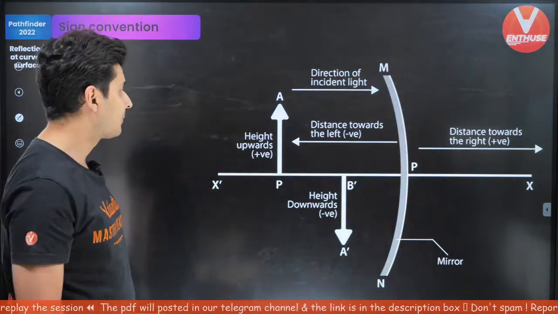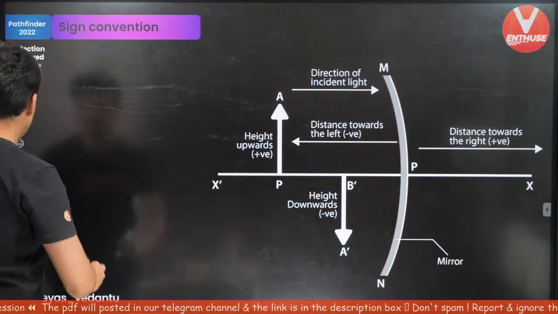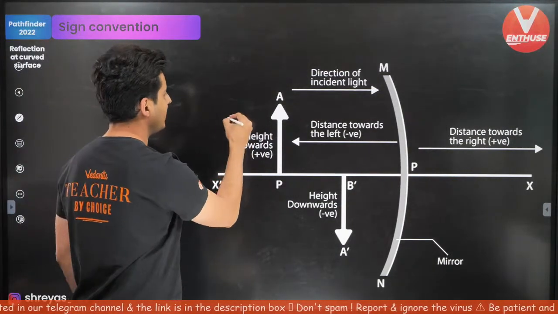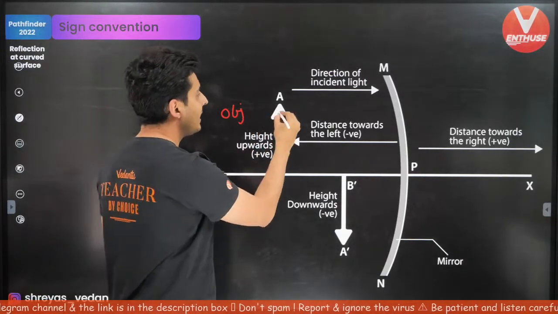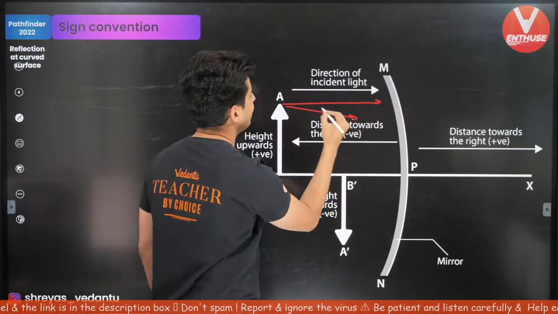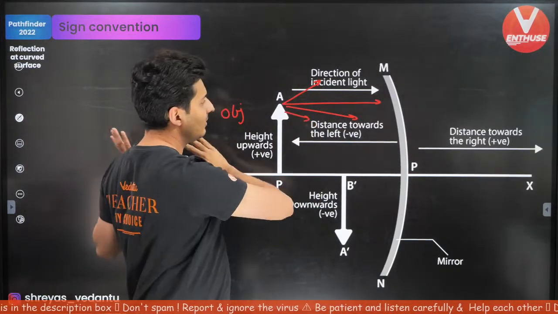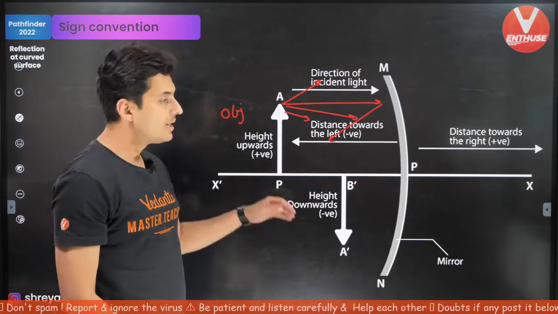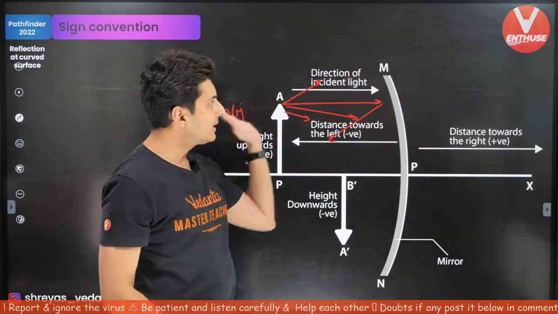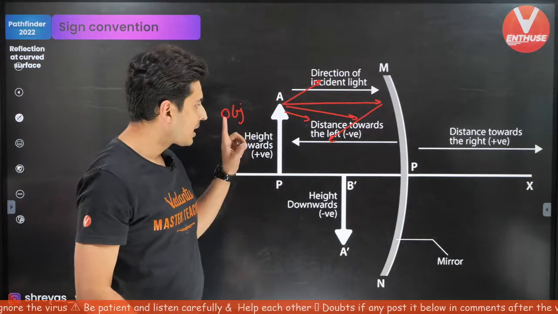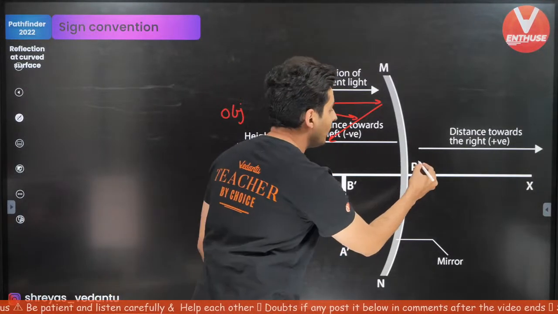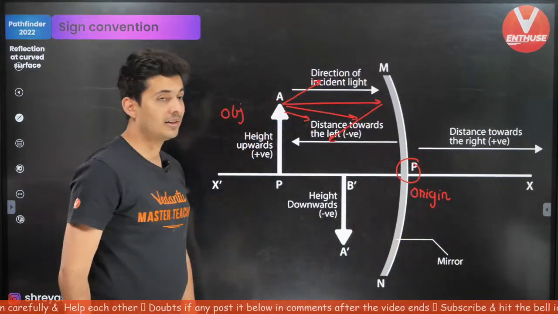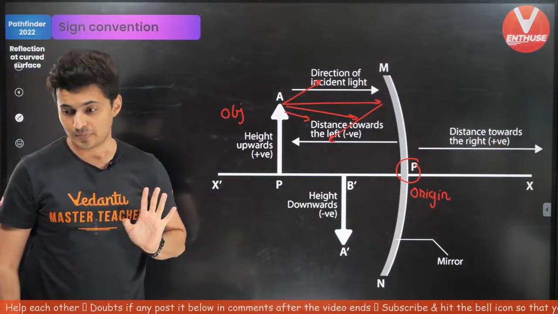Listen in carefully. First of all, remember, if the object is here, this is the object. The rays of light will be traveling like this from the object, and then they will be getting reflected from the surface. They are moving that side like that. Keep that in mind. Next, pole is always the origin. This is always the origin. Keep this in mind. What is the pole? The pole is always the origin.